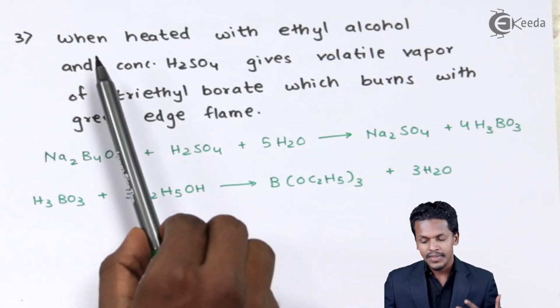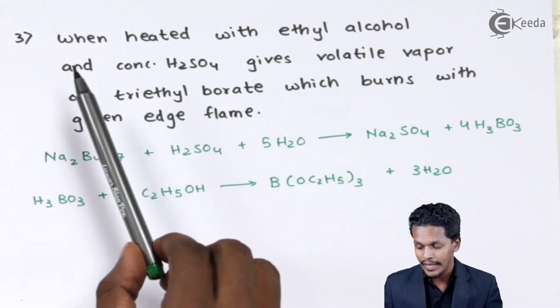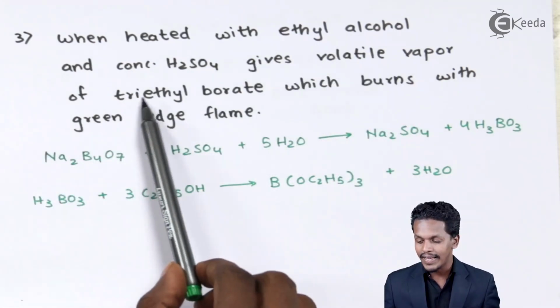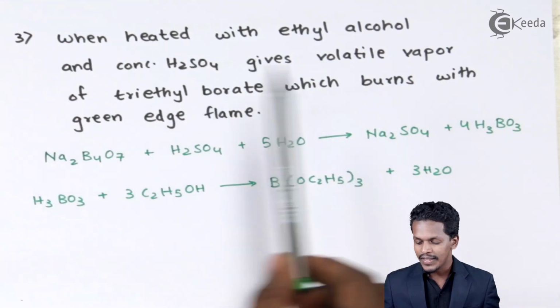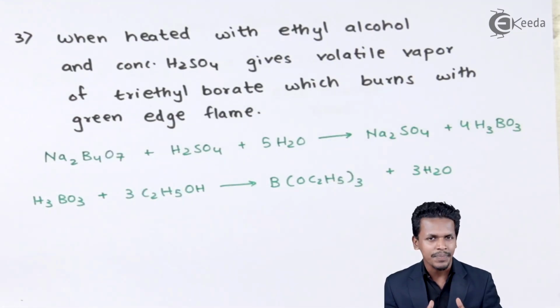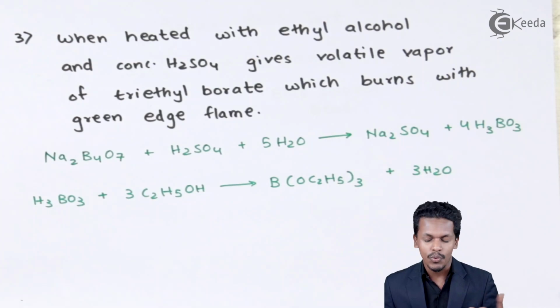When borax is heated with ethyl alcohol along with concentrated H2SO4, it gives a volatile vapor substance, that is triethyl borate, which burns with a green edge flame. So there also we can easily detect whether boron is present or not, especially when we are talking about borax.